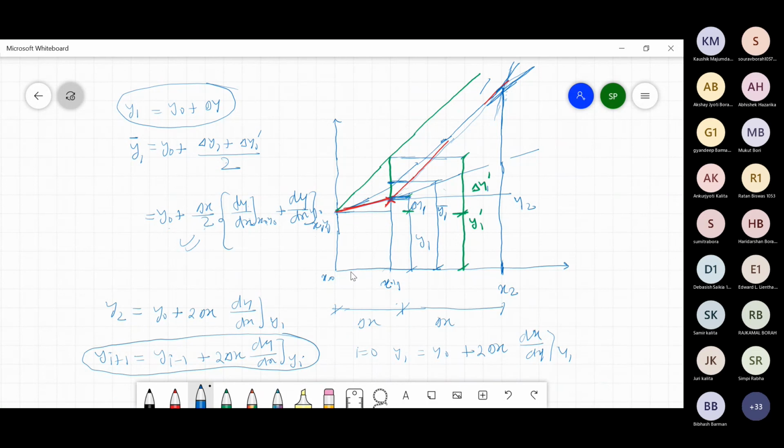After that you can apply it. That's why for this first value we have to do it in this way, and after that you have to follow this equation for the other values. Right? Is it clear to you now? Yes, sir. So I'll stop here today.